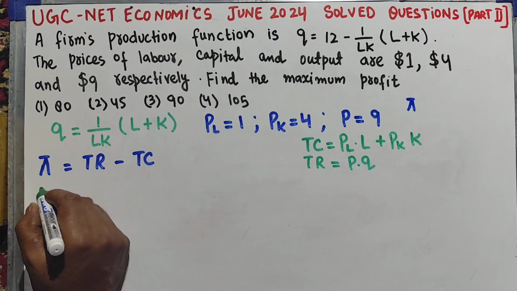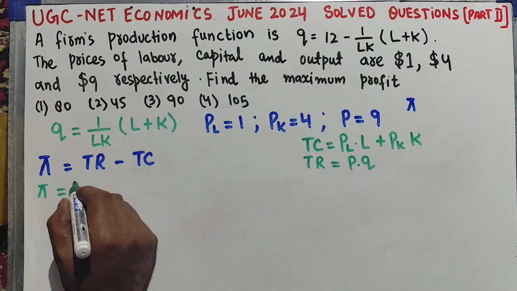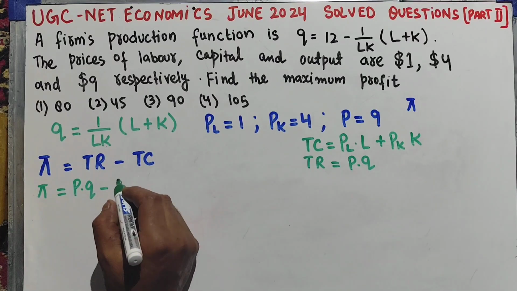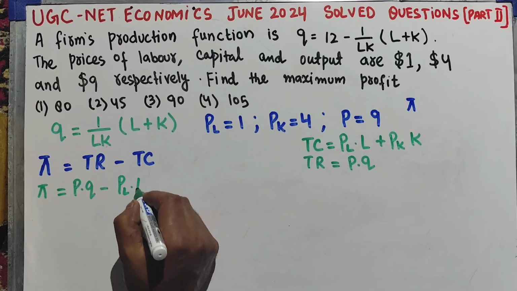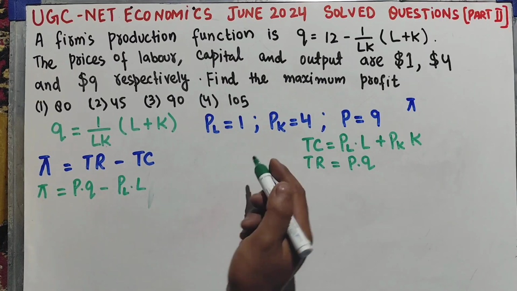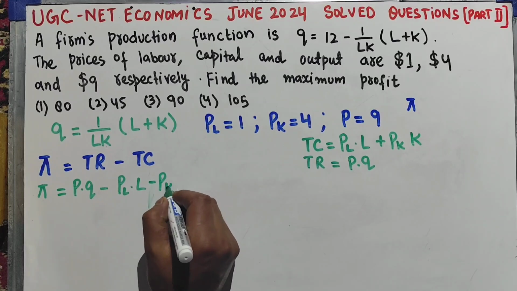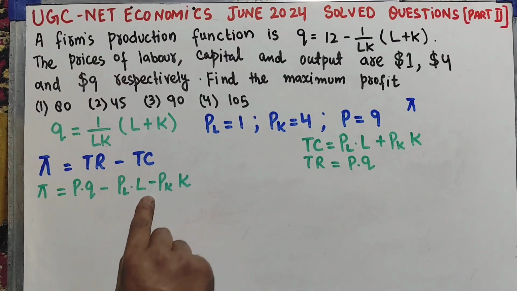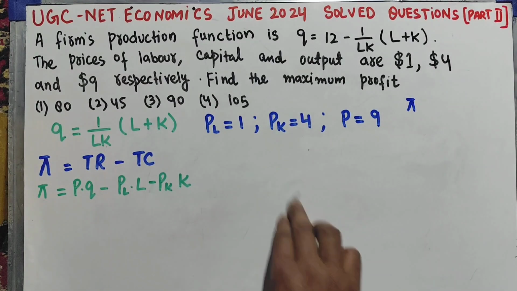So can I write profit will be equal to total revenue, P into Q, minus total cost, this function, that is price of labor times units of labor employed minus price of capital times units of capital employed. Okay, so let me rub this out here.